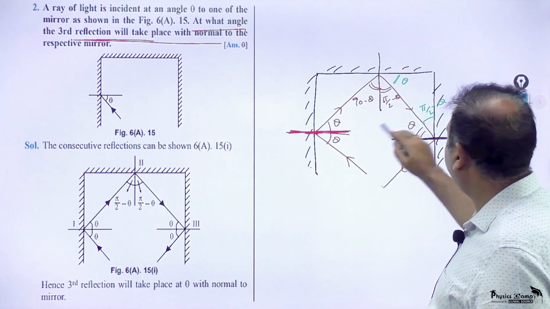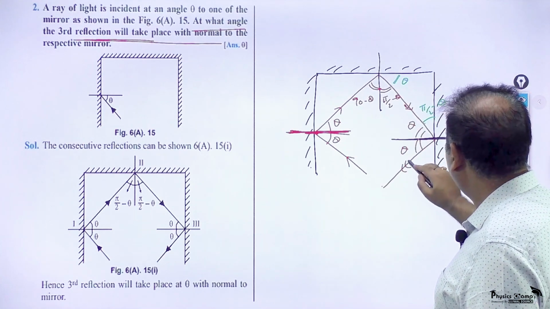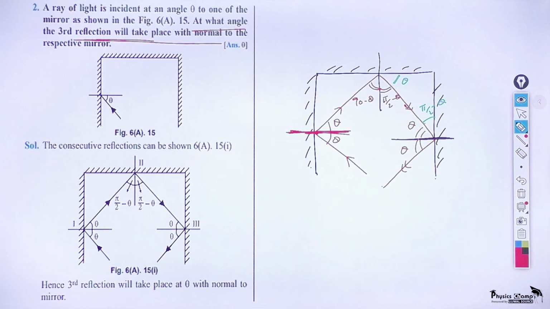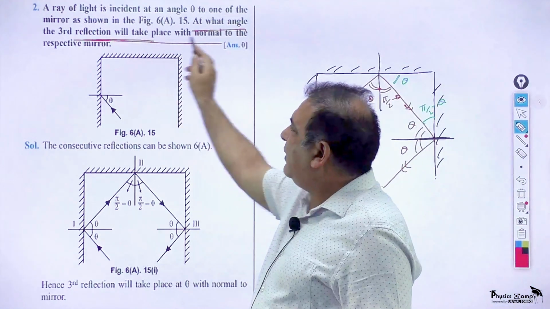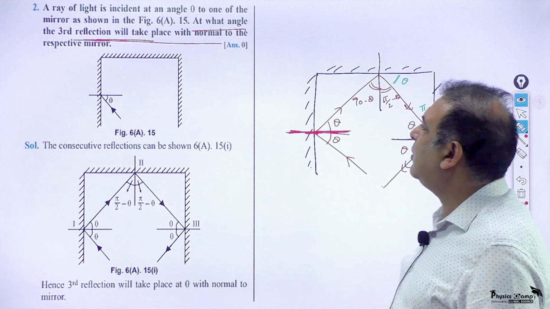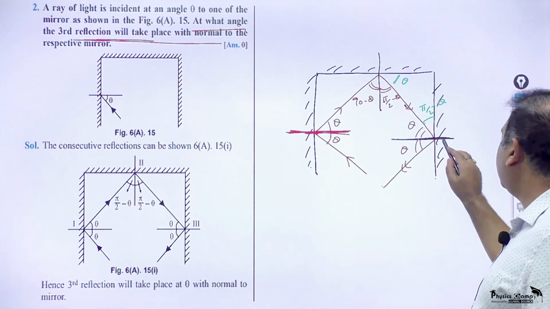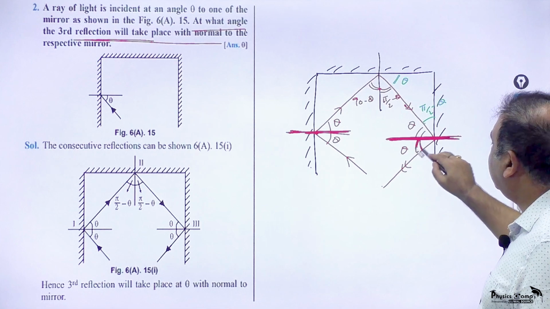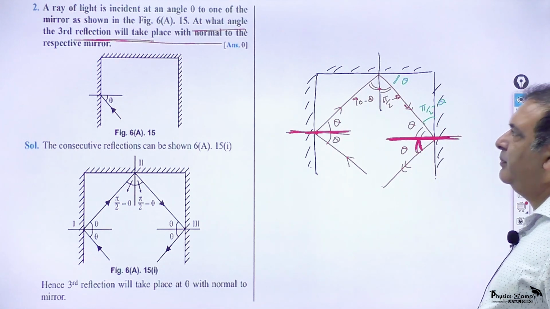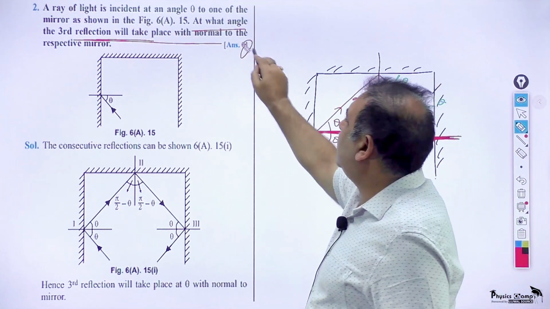So I show it like this way. So that's how we can say at what angle the third reflection will take place with normal to the respective mirror. So with normal to the respective mirror, it will make an angle theta. Answer is theta.